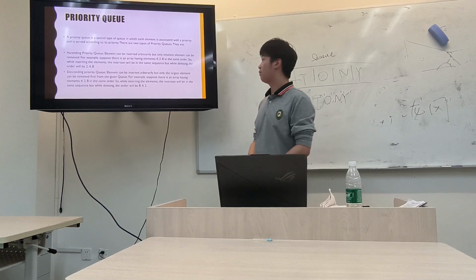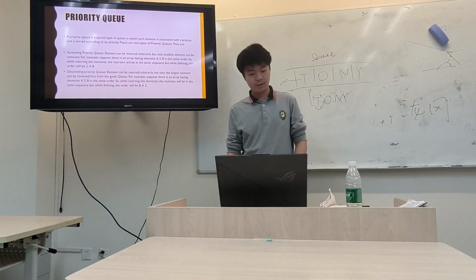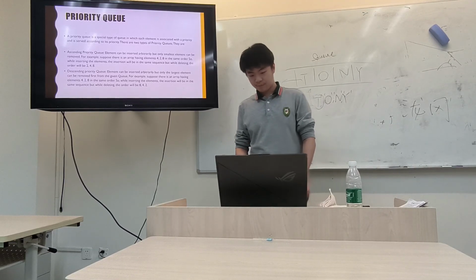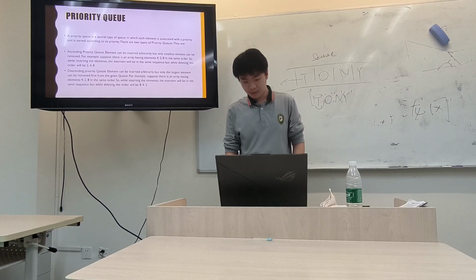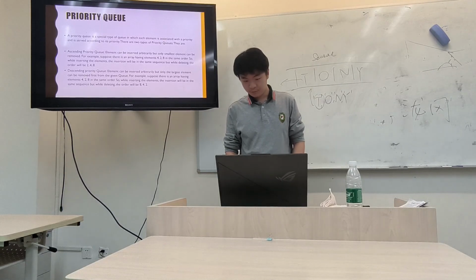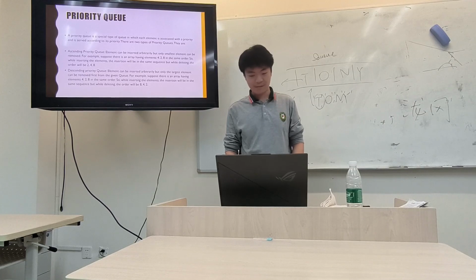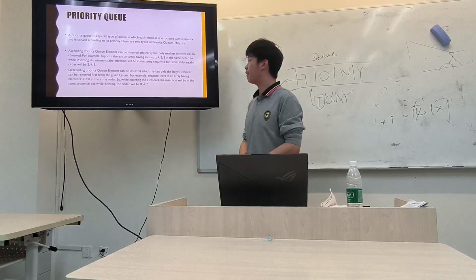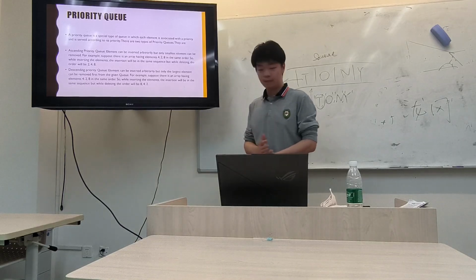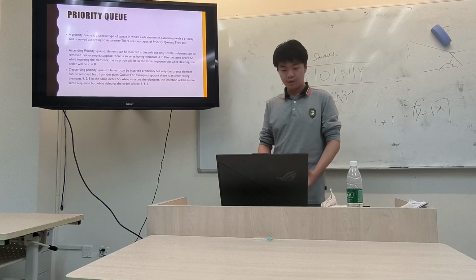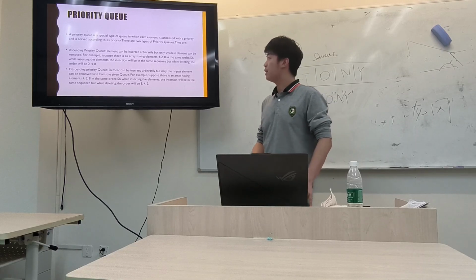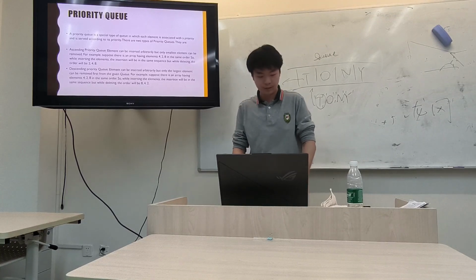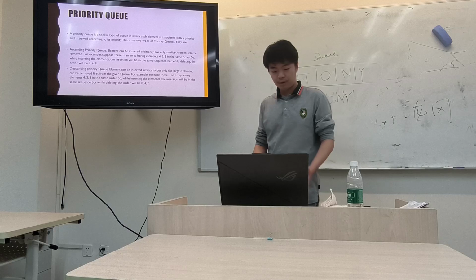There are 2 types of priority queues. The first is the ascending priority queue. So element can be inserted arbitrarily, but only smallest element can be removed. So for example, suppose there is an array having elements 4, 2, and 8 in the same order. So while inserting the elements, the insertion will be in the same sequence, but while deleting, the order will be 2, 4, and 8.